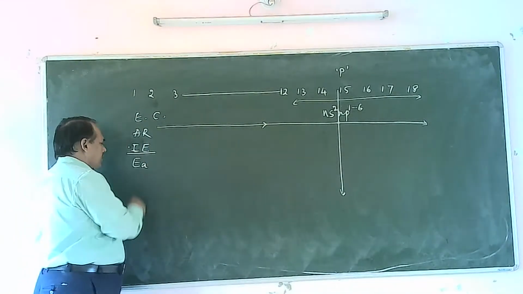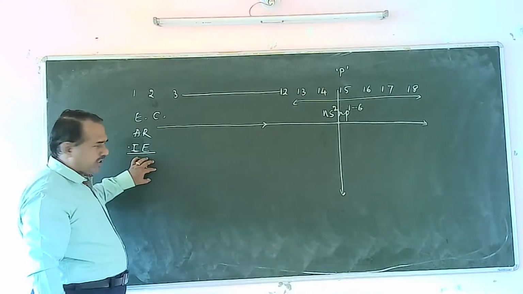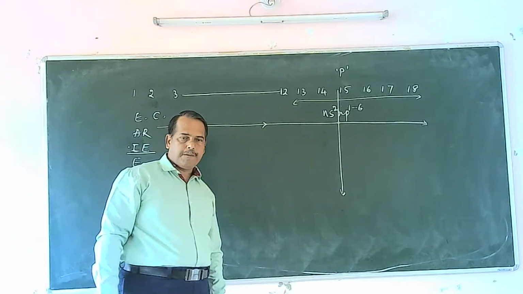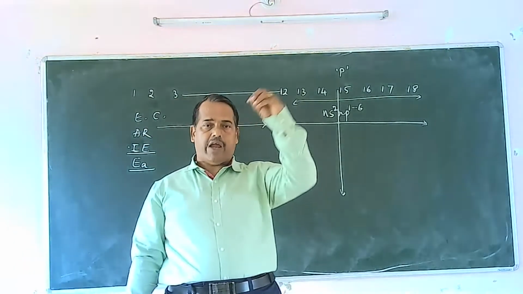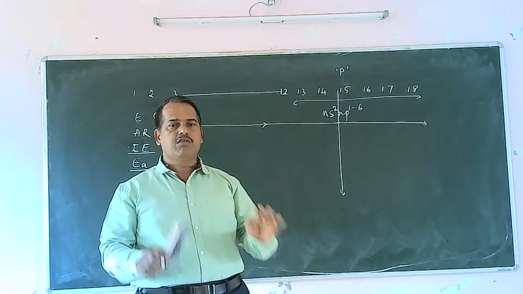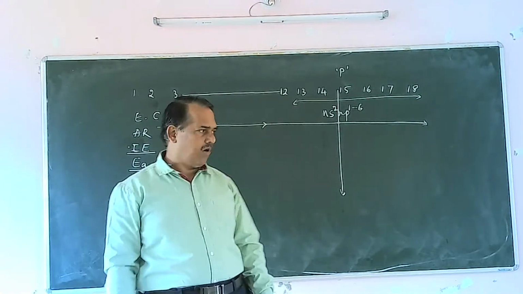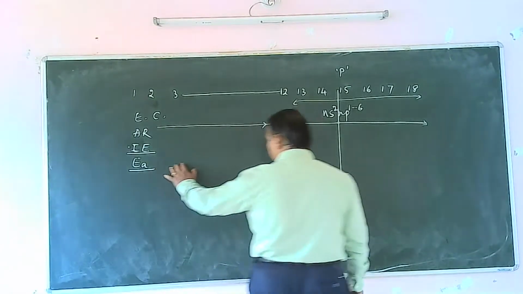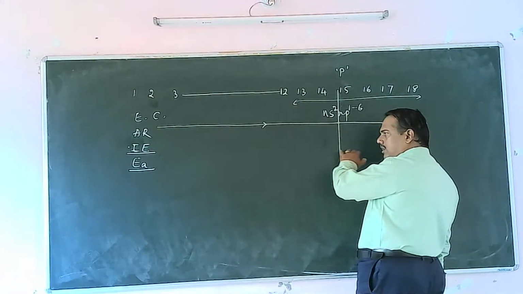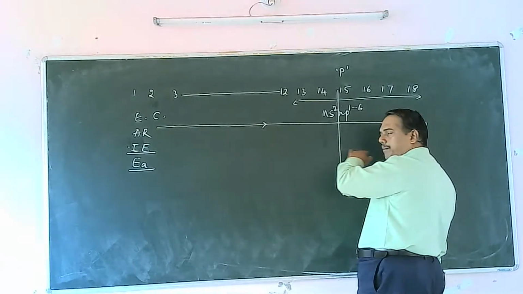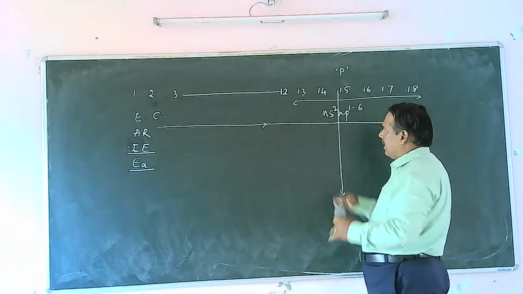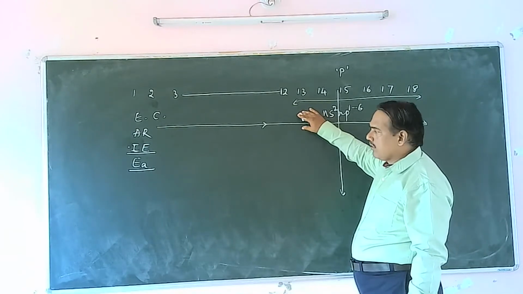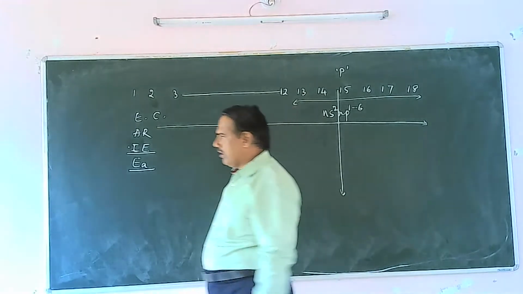Then we studied about electron gain enthalpy. See, electron gain enthalpy is when an electron is added to a neutral gaseous atom, a certain amount of energy is released. That is called electron gain enthalpy. Again, electron gain enthalpy also increases along the period. Again, it is nothing but more nuclear charge and small size.